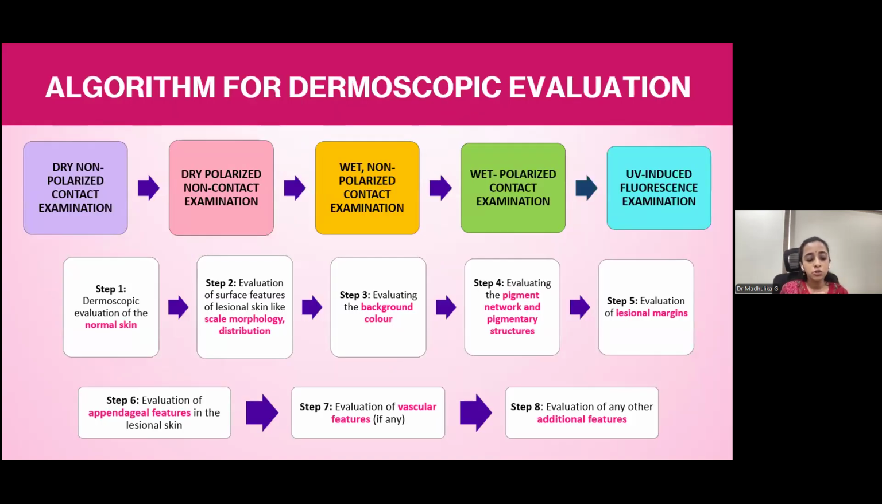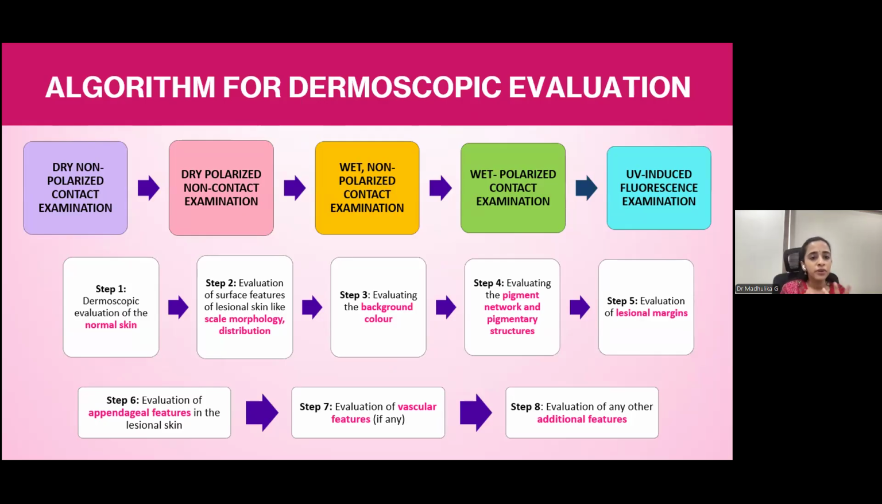So usually it is good that you follow an algorithm for dermoscopic evaluation. You initially start with dry non-polarized contact examination, then followed by dry polarized non-contact examination, then wet non-polarized contact examination. Then you again do wet polarized contact examination, and eventually in the last UV induced fluorescence examination. So that is the sequence of events that you're supposed to follow ideally.